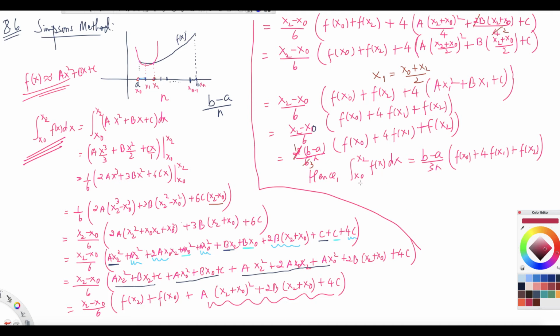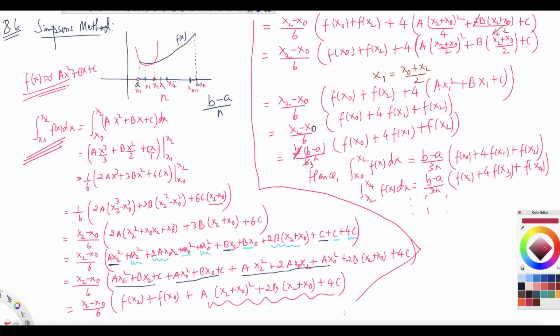If you find the third and fourth stripe, what do you get? If you write x2 through x4, this is x3, this is x4, right? How does that look? The integral of f of x dx. It will look like (b minus a) over 3n, and then starting from the left, f of x2 plus 4f of x3 plus f of x4. I'm just using the same technique, okay?